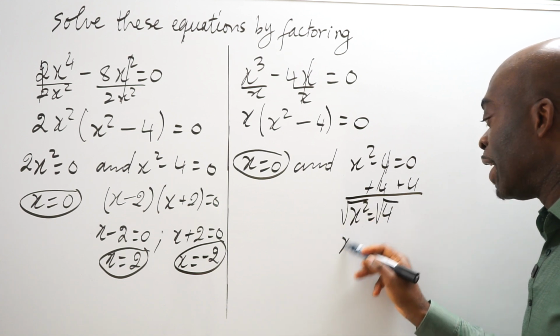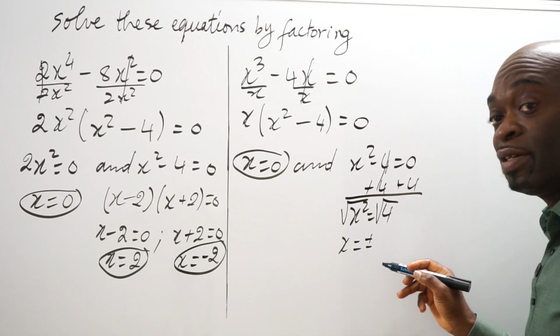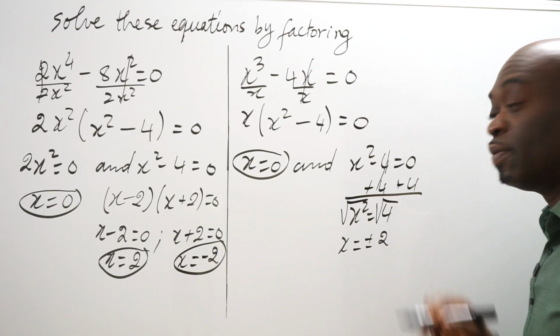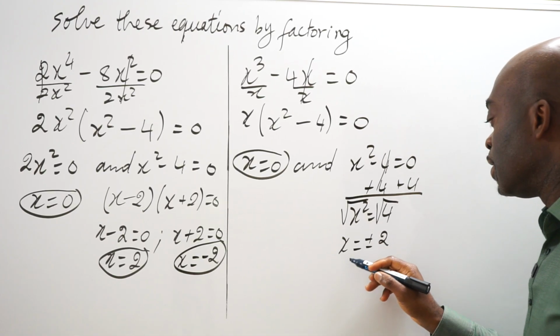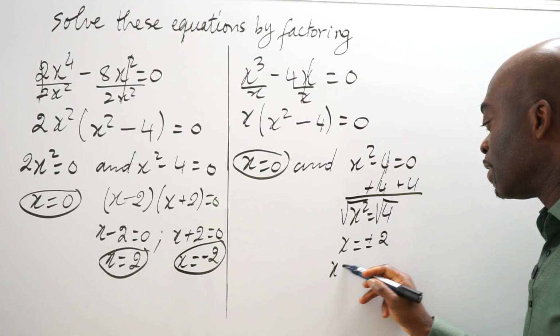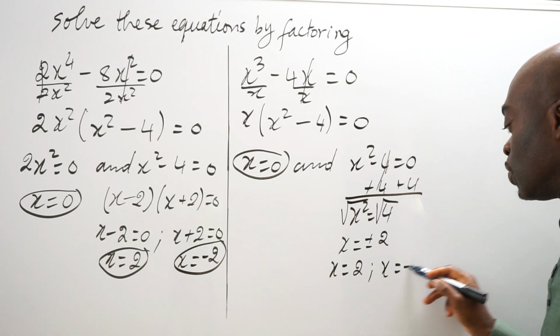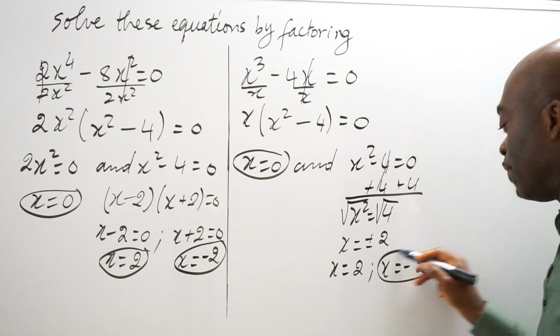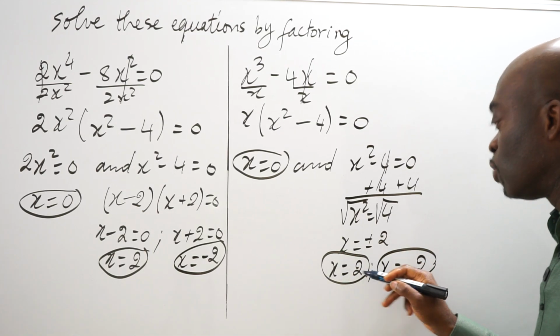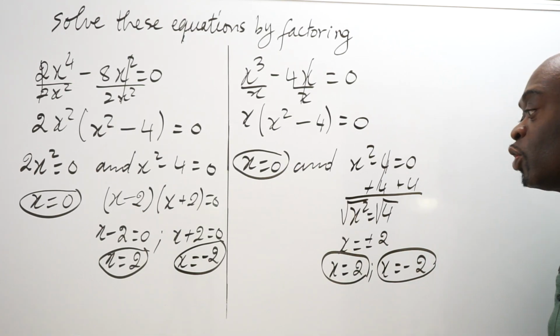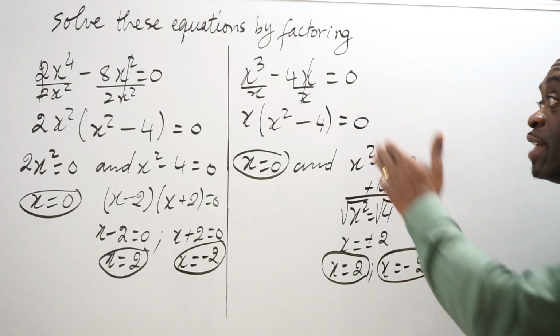And then we end up with x equals plus or minus 2. Okay? So we end up with x equals positive 2, and then we have x equals negative 2. So we have this one, we have this one, and we have the third one. So those are the 3 solutions that we have in this case over here.